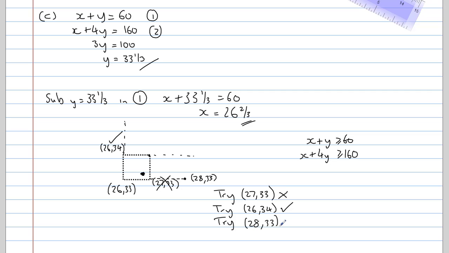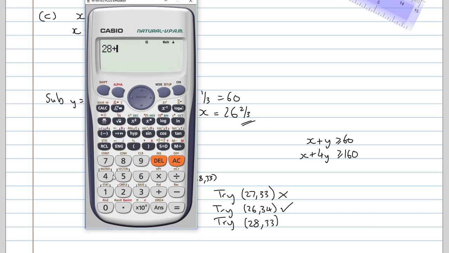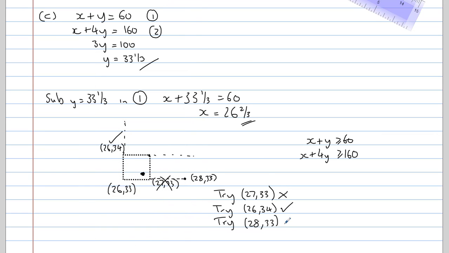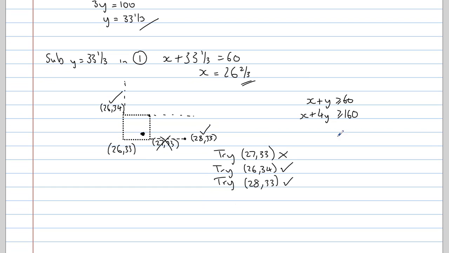If we do x plus y, then we're going to get 61, which it's valid for. And if we do 28 plus 4 lots of 33, that gives us 160, which means this one is valid too. In a similar fashion to this point here, there's no point in trying 28 with any larger y values or any point in trying 33 with any larger x values, so one of these 2 points should hopefully give us the minimum cost. So remember, our objective function is c equals 1.5x plus 3y.